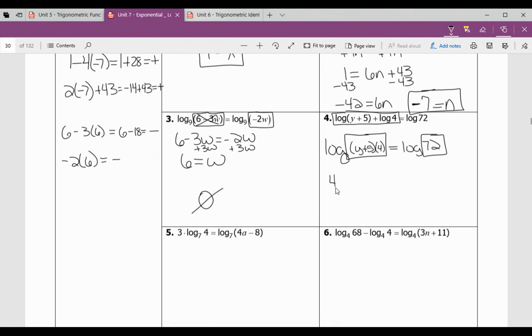So I have 4 times y plus 5. All I did is I moved the 4 to the front. To me, it's easier to distribute from the front than the back. If it doesn't bother you, distribute from the back. So that is 4y plus 20. When you subtract your 20, you get 52. And when you divide by 4, you should get 13. Double check my math.